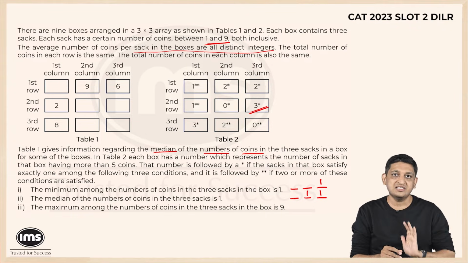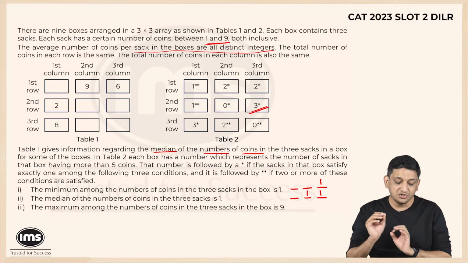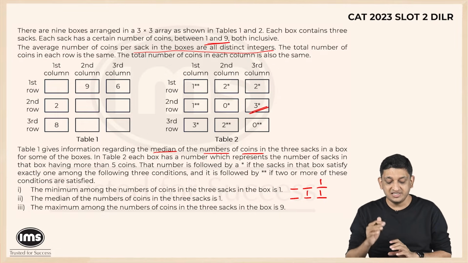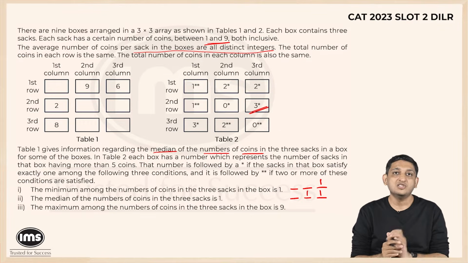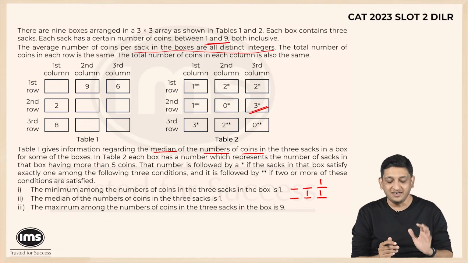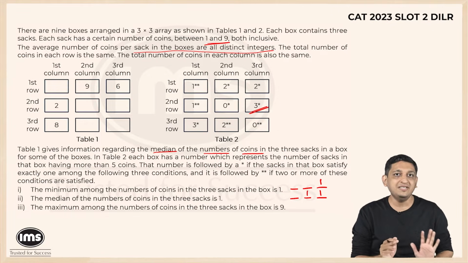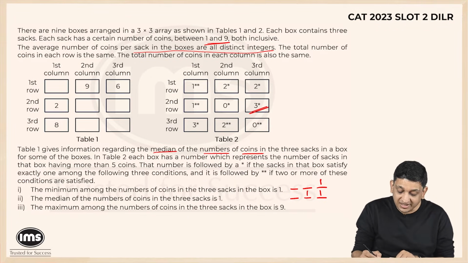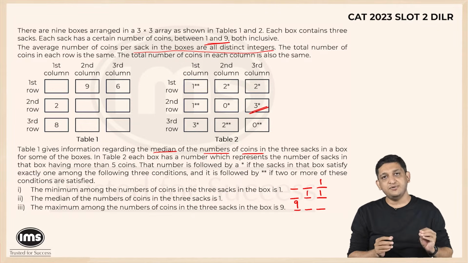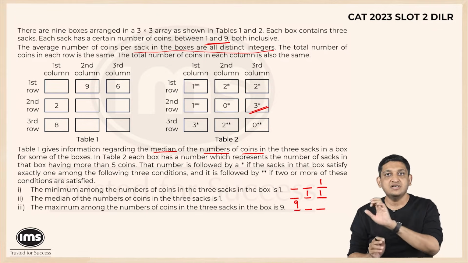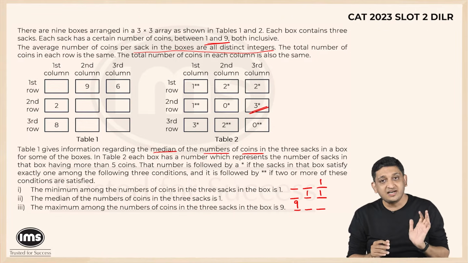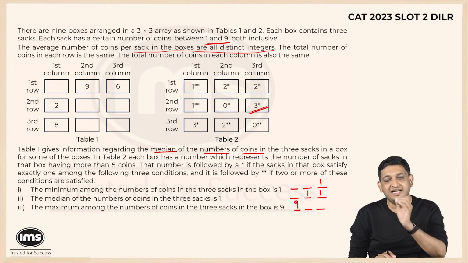That gives us one very important insight. If condition 2 is true, if the median of the numbers of the coins in the 3 sacks is 1, condition 1 automatically becomes true. So wherever we have 2 stars, we can say that more or less conditions 2 and 1 might be simultaneously true. And again, that will give us some insights going forward. Also, the maximum among the number of coins in the 3 sacks of a box is 9. So I know that if condition 3 is the only one that is true, then the sacks will be in the form of 9, dash, dash, something less than 9. If all 3 conditions are true, it will mean that the configuration is 9 1 1.